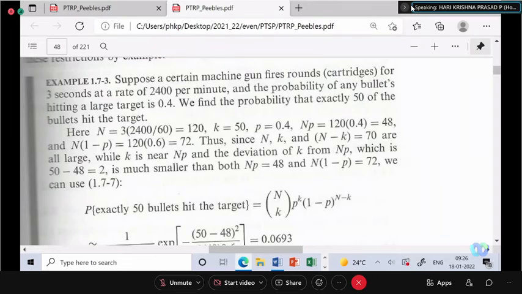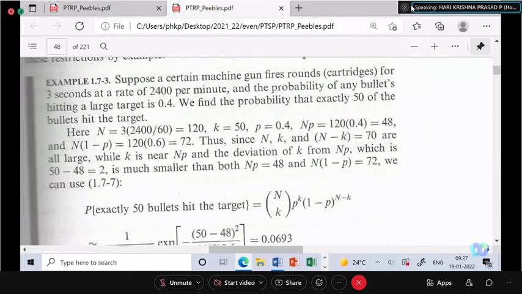Now, if you want to apply the De Moivre Laplace approximation, what things do we need to know? We need to know the value of capital N times p, then the value of capital N times 1 minus p. The reason is k should be in the neighborhood of capital N times p. For that reason, we need to compute. So capital N times p happens to be 120 times 0.4, that is 48. Capital N times 1 minus p is 72.